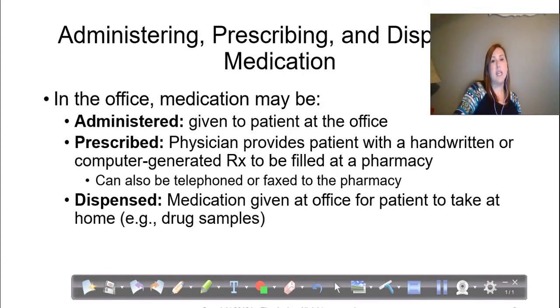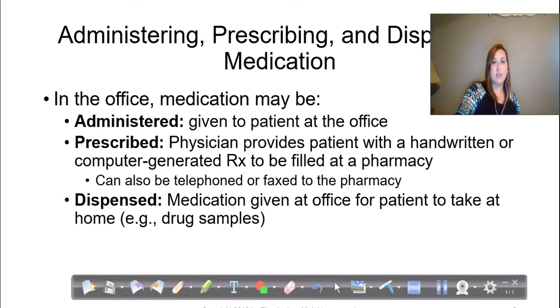In the office, medication can be given 3 ways. So it might be administered, so you give it to the patient while they're in the office. A couple examples are Kenalog. Kenalog is a steroid. We will give that a lot of times if patients are having some type of allergy or some type of inflammation. Toradol is another medication that we give in our office a lot. It's a pain medication that's given as an intramuscular injection. Sometimes patients are given a pill because their blood pressure is too high while they're there.